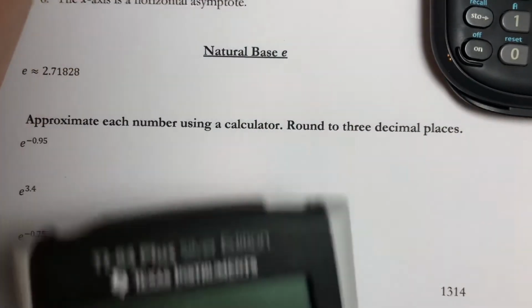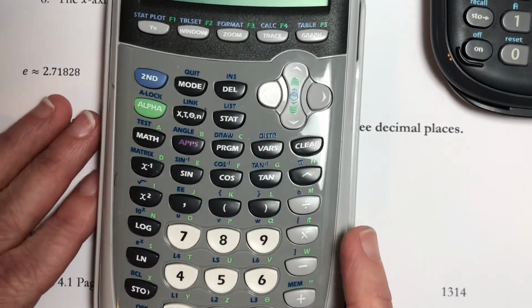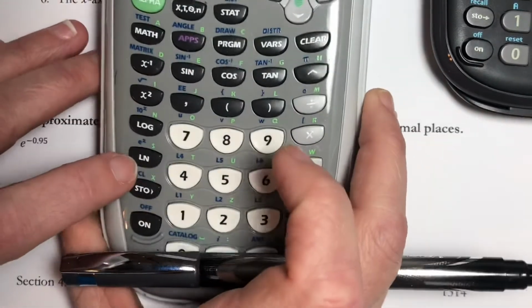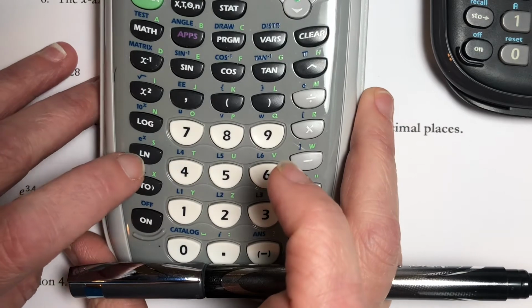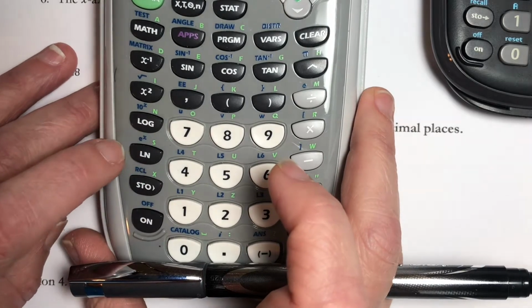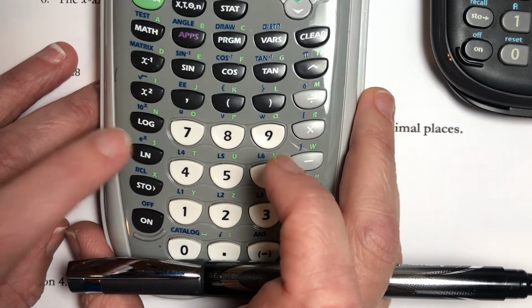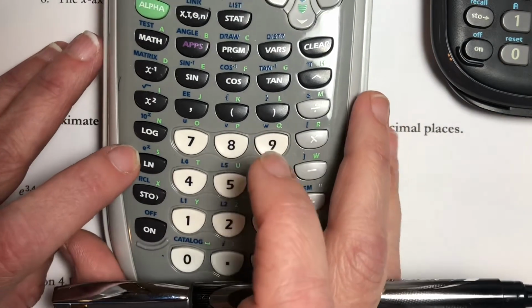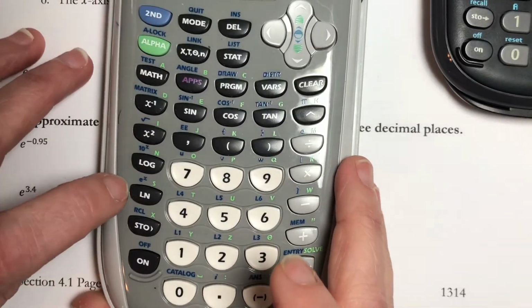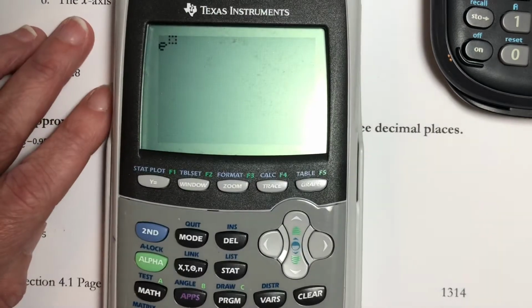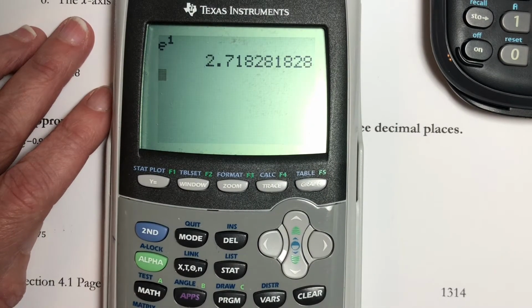All right, one more. For these graphing calculators, your E button is right here. It's also sharing with the LN, which makes complete sense once you learn what LN is. So to enter that, you would have to hit second and then that E to the X button. And again, you would get the exponent. If I type in 1, I'll get the approximation.